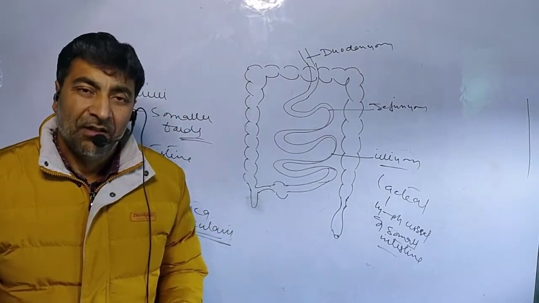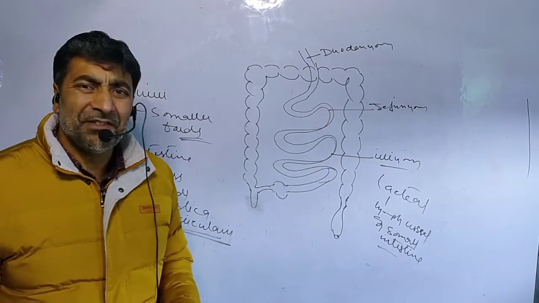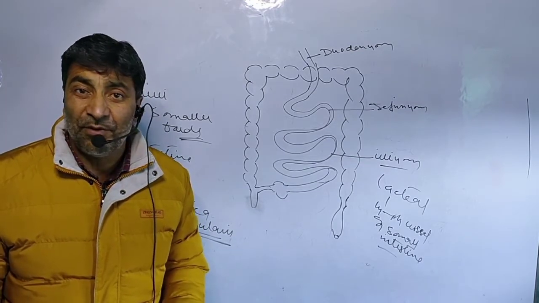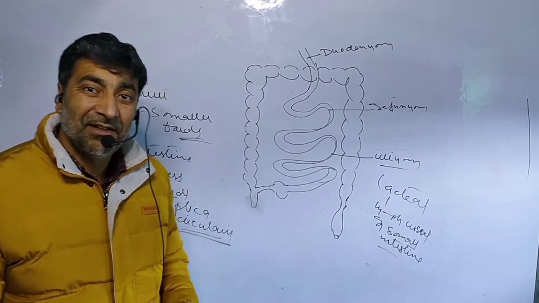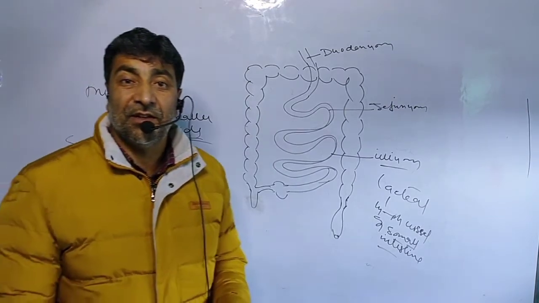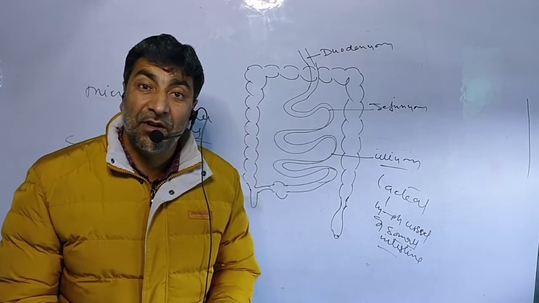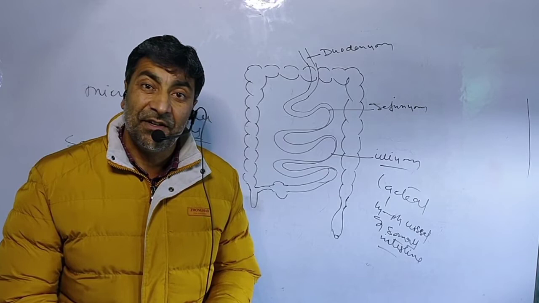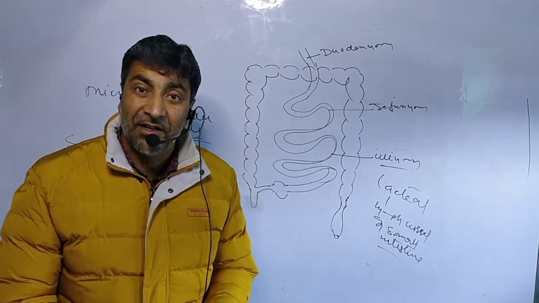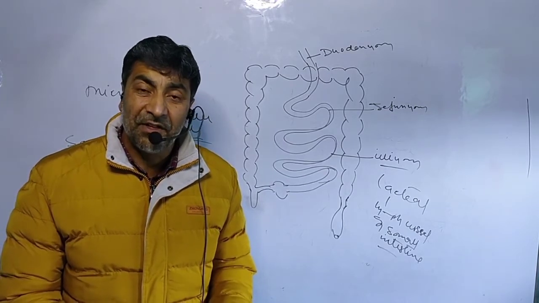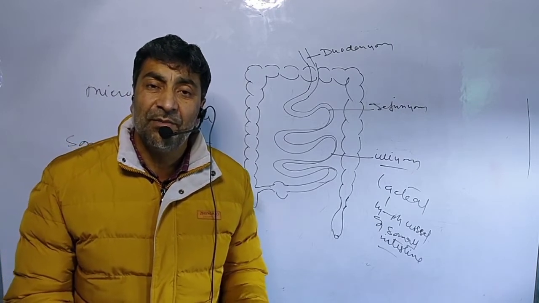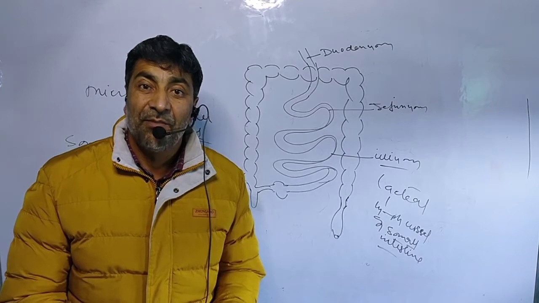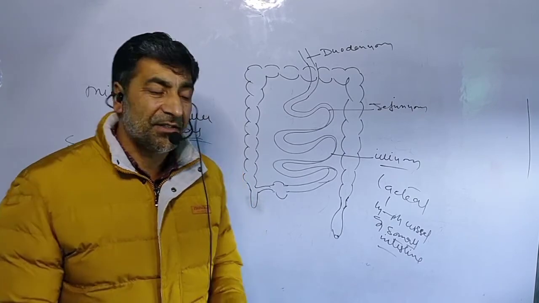Now, what are the functions of these villi, microvilli, plica circularis? All these are folds. Their function is to increase surface area for the absorption of digested food. That is why 90% absorption occurs in the small intestine. What is the reason behind it? Because there are these folds: villi, microvilli and plica circularis.